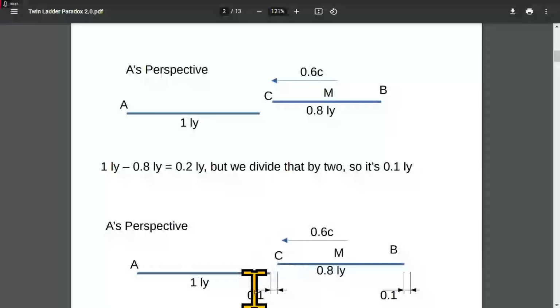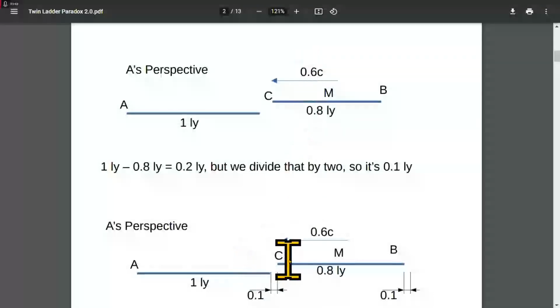So from A's perspective, let's suppose we're on A and we're going to see B. Now, for the sake of this example, we're going to add 2 more frames of reference to make it easier to understand. We're going to add M, which would be the midpoint of B's ruler. We're going to add C, which would be the leftmost point of B's ruler. Through these 2 frames of reference, we can actually understand how this length contraction is going to happen.